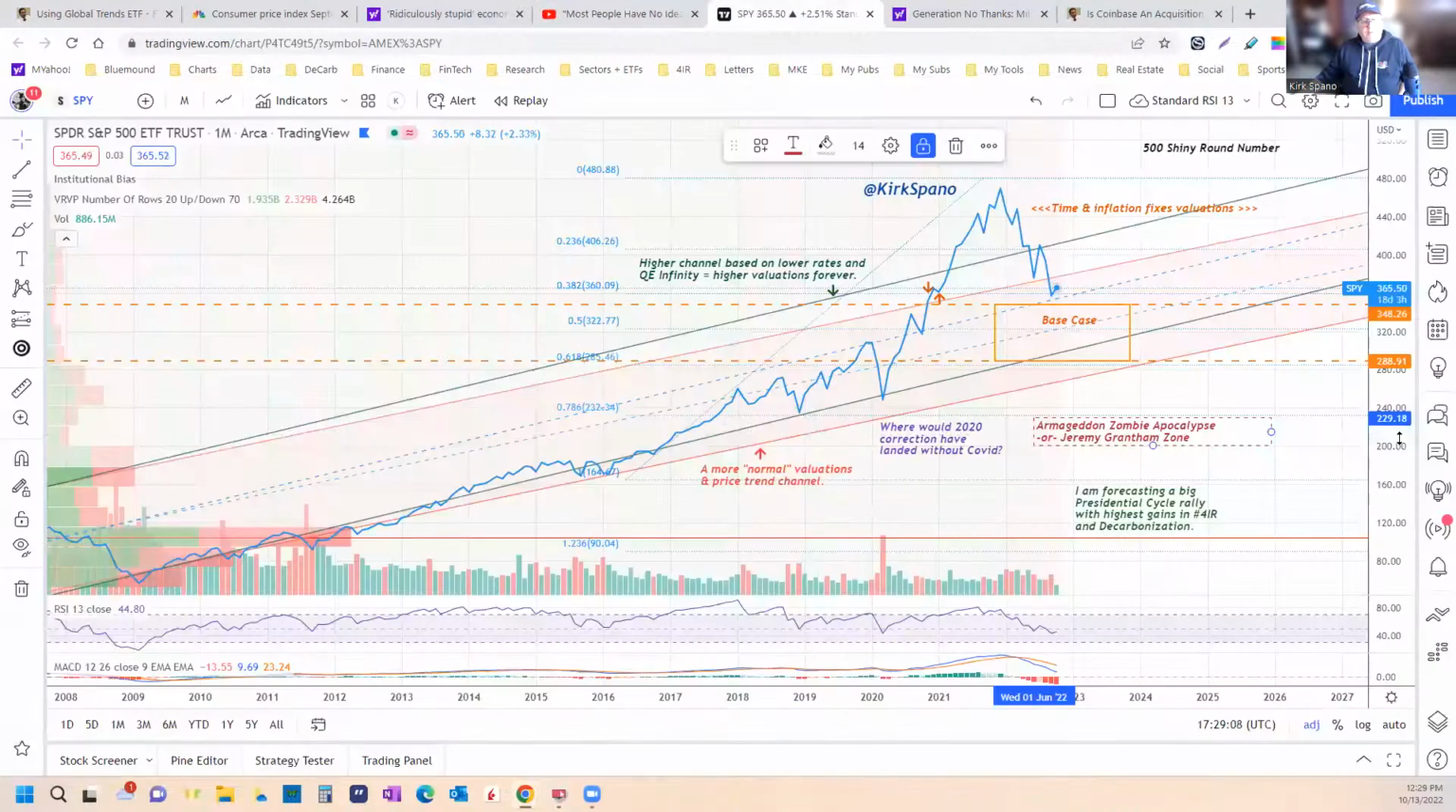I believe that the S&P 500 is heading down to this level, right around 3,000 on the S&P 500, 300 on SPY. I think we're just about to drop through. And I think this is going to happen quickly. I think it's going to happen over the next 4 to 6 weeks.